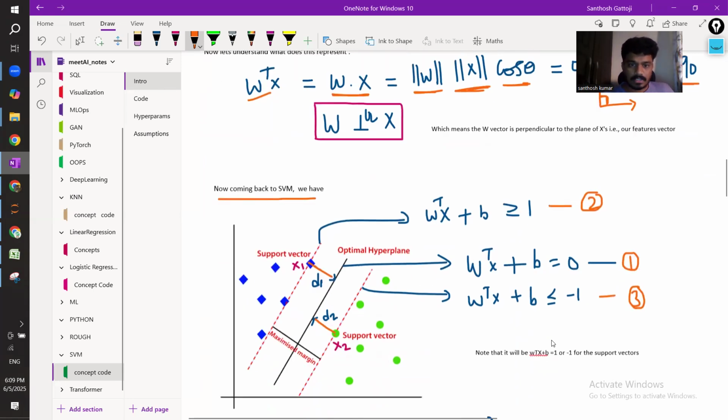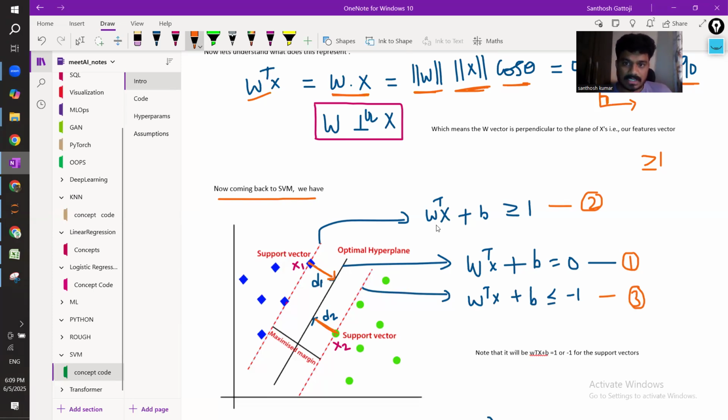Now, this particular point, to one side, I am considering a plane as W transpose X plus b greater than or equal to 1. That means I am considering this distance as 1. Actually, you can consider anything. Why 1? You will see in the formula. But this distance is equal to this distance because this plane is bisecting.